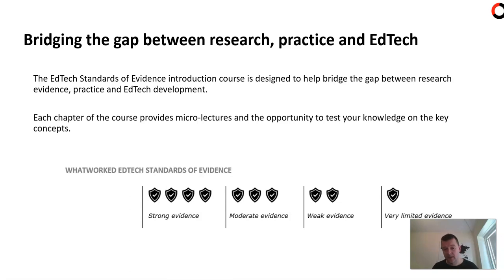the key concepts. And the way the standards work is we go from a strong evidence base down to a very limited evidence. And this is split into 5 strands, 3 focused on the actual research evidence, and then 2 which are for the implementation and then for the context of the intervention which is being delivered.